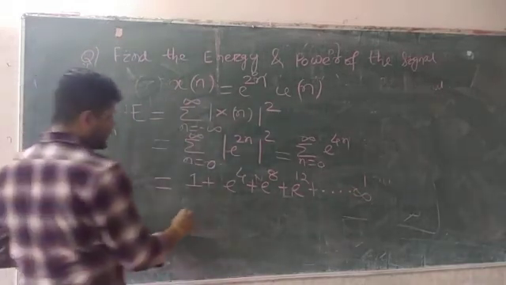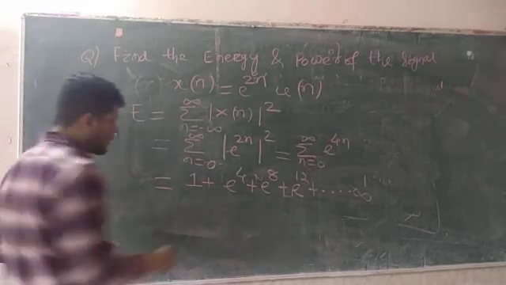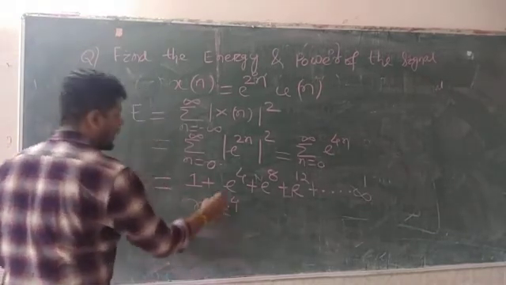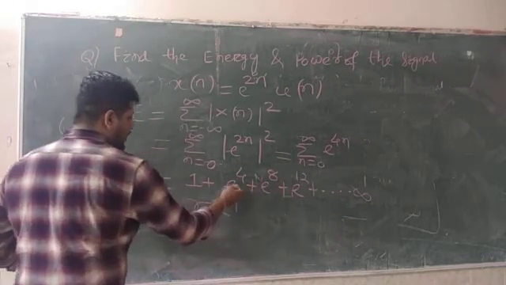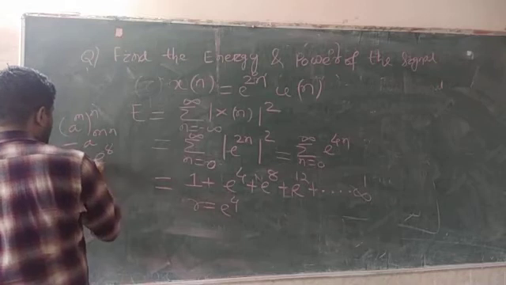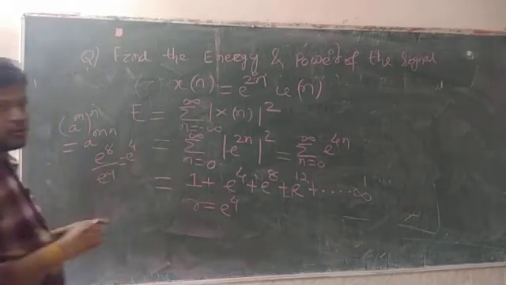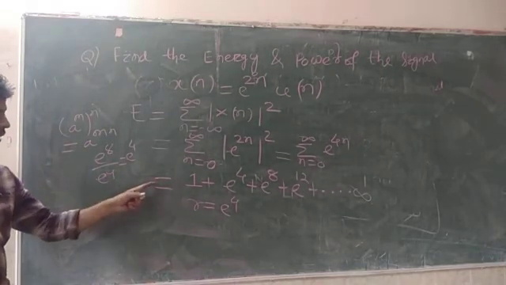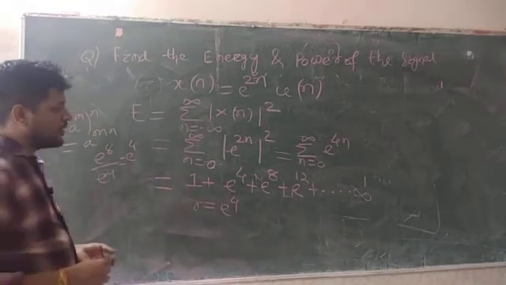Here we can notice that this series is in GP. How can I say this series is in GP? Because here you can see the common ratio r is e to the power 4. Why? e to the power 4 divided by 1, and e to the power 8 divided by e to the power 4 is e to the power 4. So the common ratio r is equal to e to the power 4, and this is an infinite series.